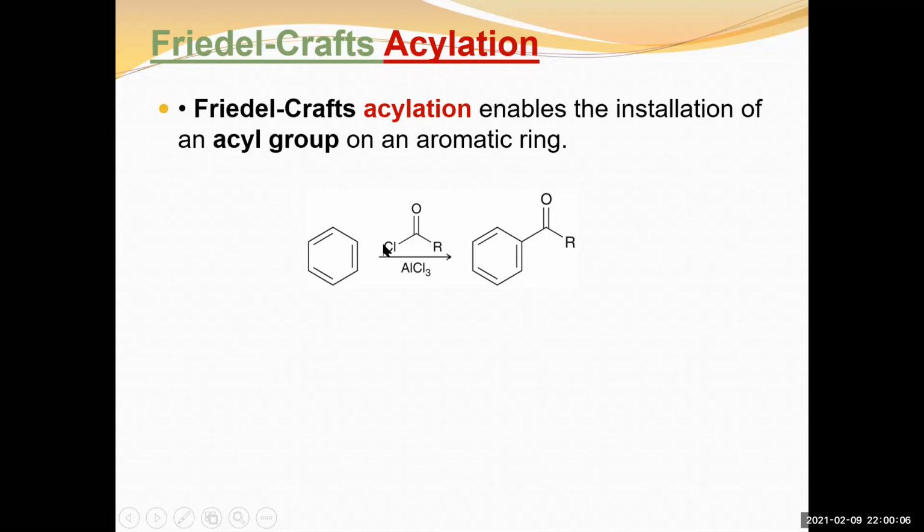And this one we call acyl chloride. I don't know, there's no reason really behind that name. They just call it acyl chloride. And then we'll still have the aluminum trichloride around. Notice that the benzene ring is going to attach to the carbon where the chloride used to be attached.